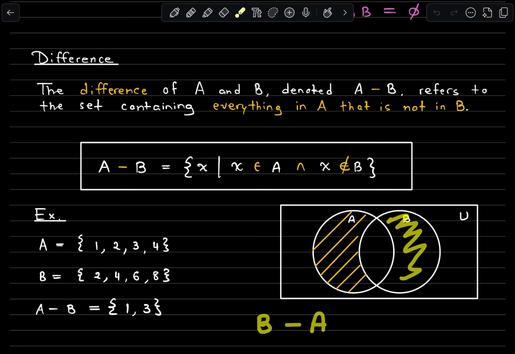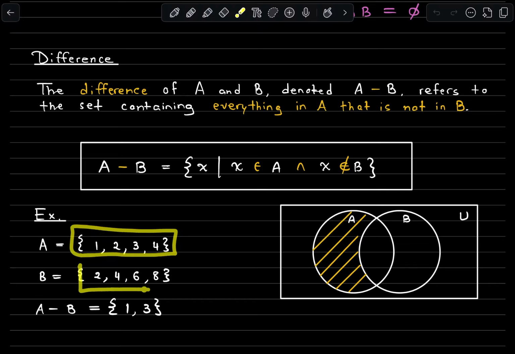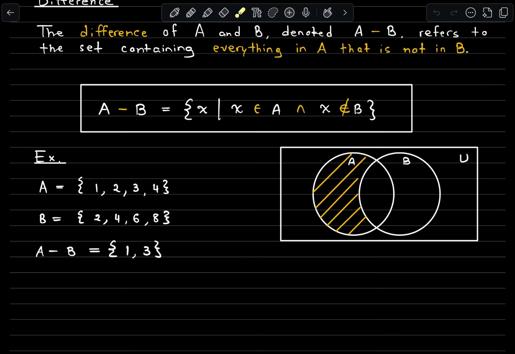Similarly, if we had B minus A, it would go the other way, and it would be whatever is in B and not in A. So for example, A is the numbers 1, 2, 3, 4, and B is 2, 4, 6, 8, the even numbers. If we subtract these, A minus B, we're going to have to take out those even numbers from A. We'll just be left with 1 and 3. So this is an operation that will allow us to isolate within some set and cut out some intersection.